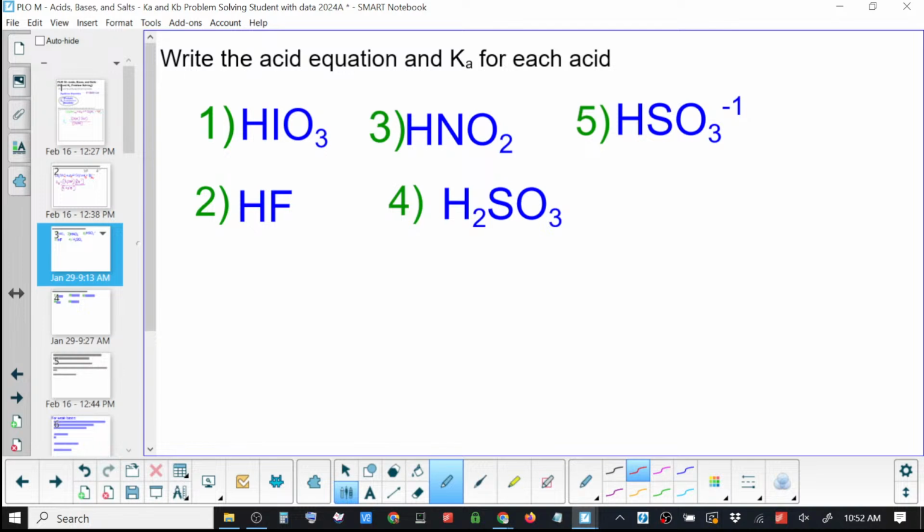Okay, next one. Mr. Duval, do we need to write the actual equation or is it just right there? Are we writing water? I want the actual chemical equation and then the Ka. Is it reacting with water? I feel like he's implying water.